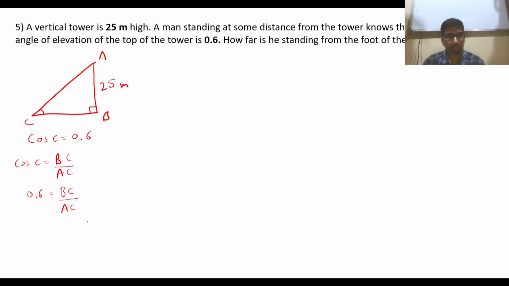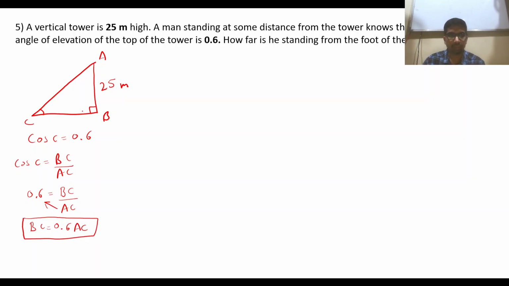So BC, what will happen? What will BC be? 0.6 times AC. This is one value. Just leave it as it is. This is also an important question.